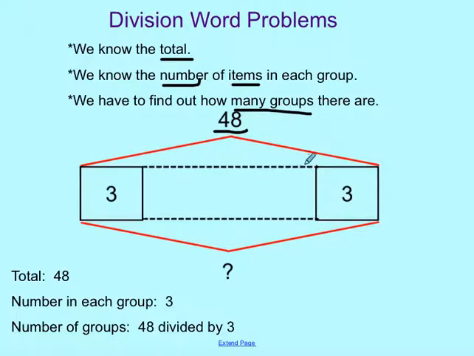See the dotted line here? I've drawn that because I don't know how many boxes to draw. But I do know that there are 3 items in each box. So I'm going to take my total, which is 48, and I'm going to divide it by 3.